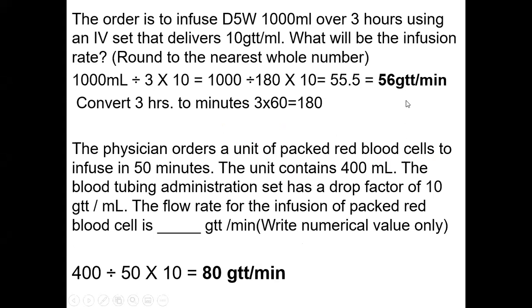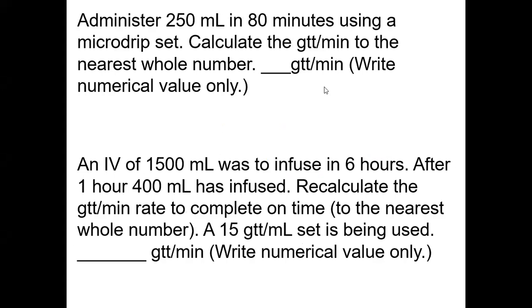Okay, so we got 56 for the first one, and we got 80 for the second one. And everything's all written out for you. Okay, let's look at the next one. Administer 250 mLs in 80 minutes using a micro drip set. Calculate the drops per minute to the nearest whole number.